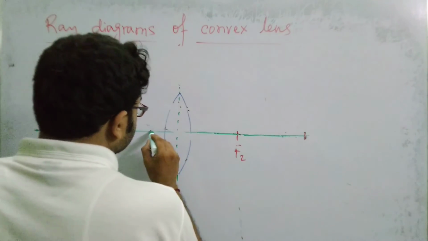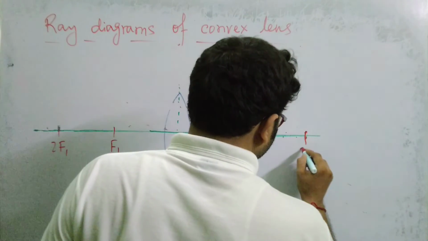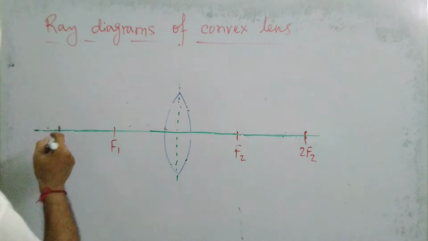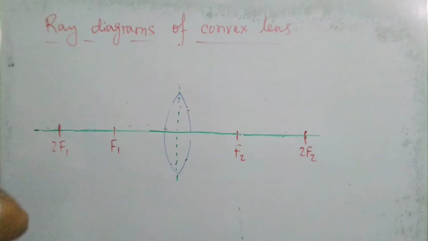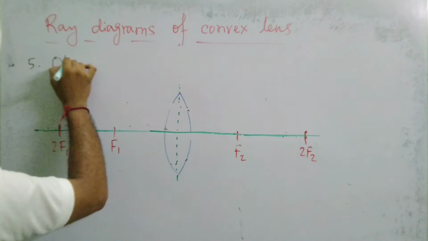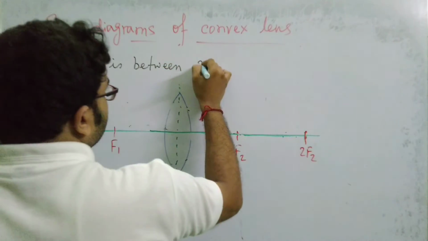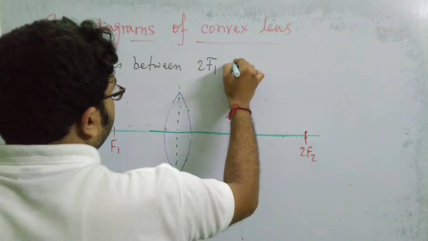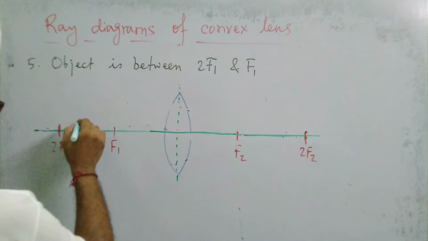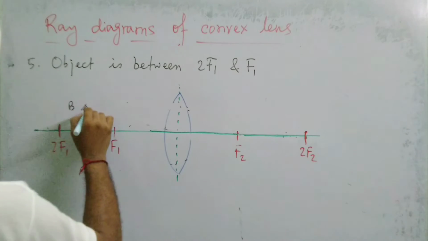So just let me redraw the basic figures. So it's 2f2 and this is the optical symbol. Fine. Now the fifth point that comes is the object is between 2f1 and f1. Okay, so when the position of the object is such that it is between 2f1 and f1, AB is the name given to the object.